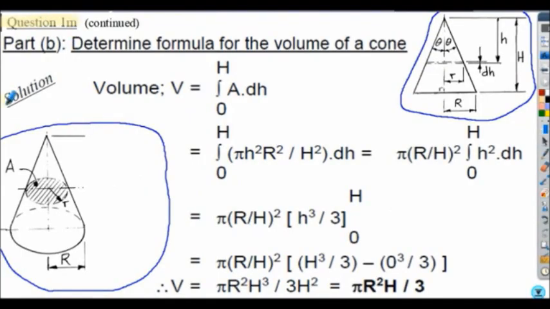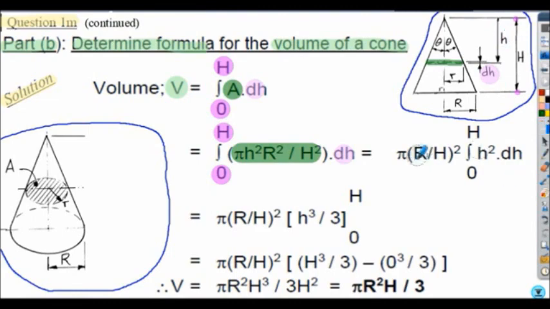Question 1b, solution continued. So here's now part B, we're determining the formula for the volume of a cone. So volume, capital V, is the area derived on the previous slide for the elemental strip. Here's the formula derived, multiplied by dh, so the area of the circular cross section multiplied by dh is the volume of the elemental strip. Here's dh in the integral, and that's integrated between limits of 0 and capital H, 0 at this point here, capital H at this point here. Lowercase h is measured from the tip of the cone in this case.